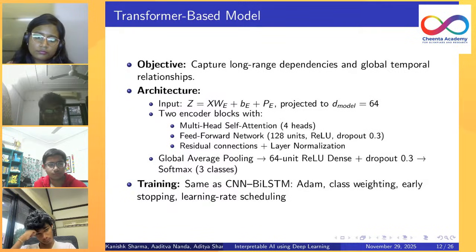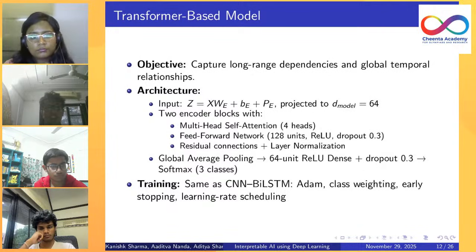The projection learns a feature embedding space, while positional encodings inject timestamp order, which is otherwise lost in pure attention. The embedded sequence is regularized with dropout and normalized, stabilizing gradients and improving optimization. This is important because self-attention blocks can otherwise become numerically unstable on long and noisy sequences. Then we have two stacked encoder blocks.